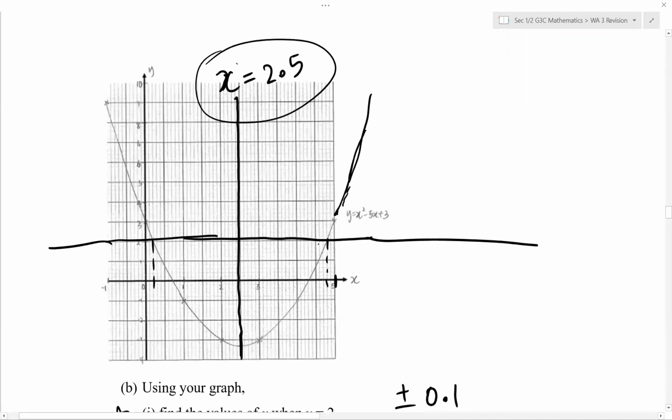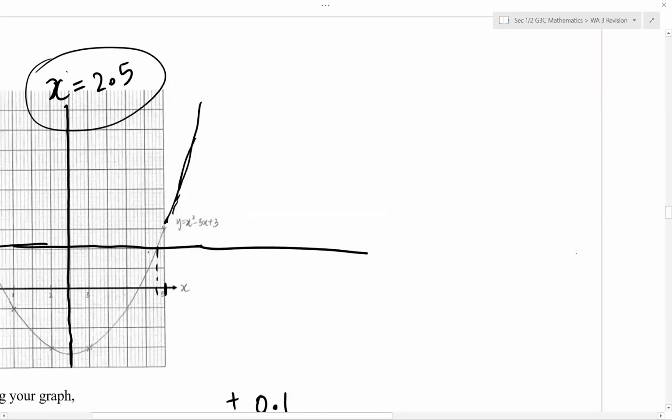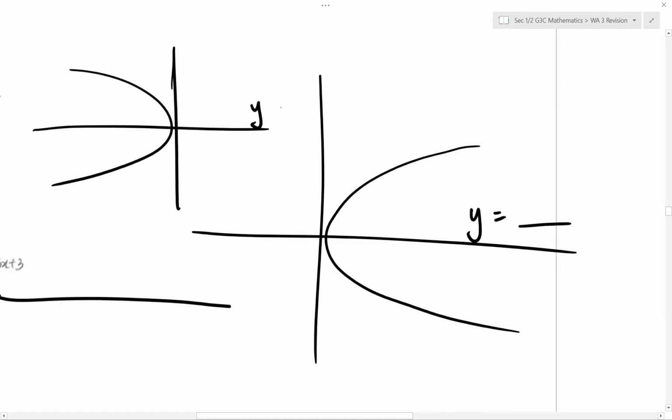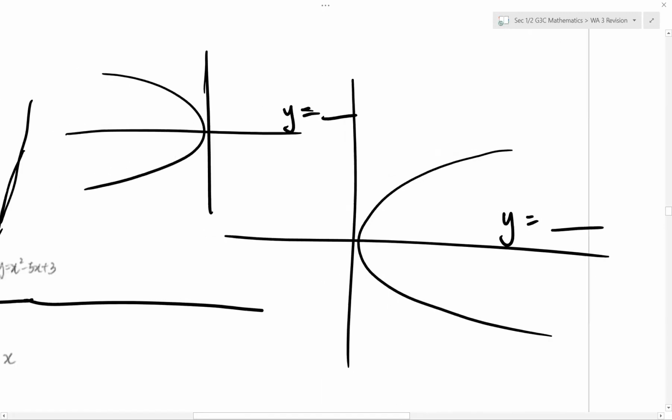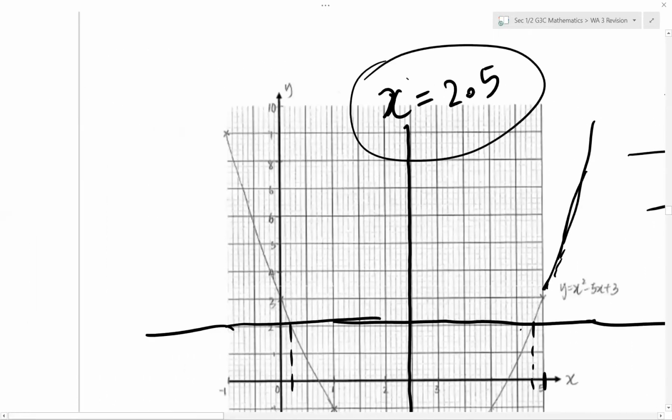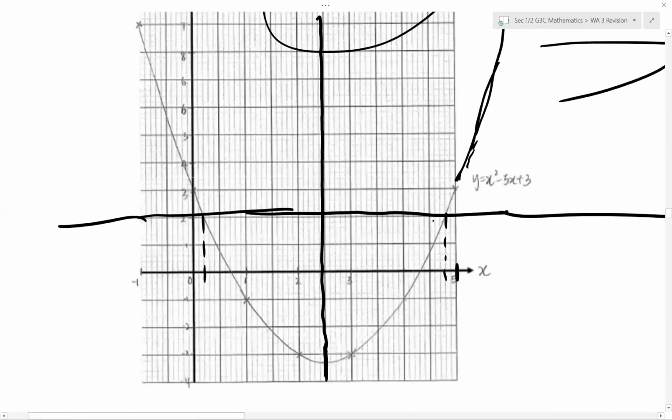Just to let you know, in I think Sec 3, you may learn parabolas that look like this. Now, if it is of this shape, then the line of symmetry will have an equation y equals something. You get it? Y equals my horizontal line. So if your parabola looks like this, the line of symmetry is y equals something. But now in Sec 2, we only have happy face, sad face. So the line of symmetry will be x equals something, a vertical line.